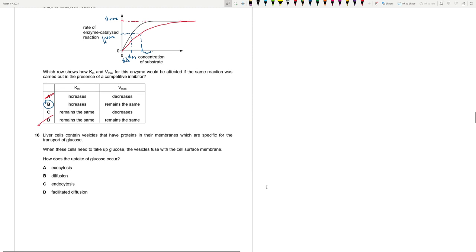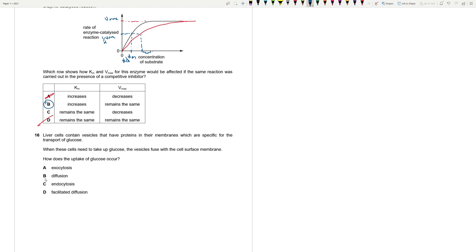16. Liver cells contain vesicles that have proteins in the membranes which are specific for the transport of glucose. When these cells take up glucose, the vesicles fuse with the cell surface membrane. How does the uptake of glucose occur? So, fusing with the membrane like this, when vesicles fuse, that's called endocytosis. But look at this. Liver cells contain vesicles that have proteins in their membranes which are specific for transport of glucose.